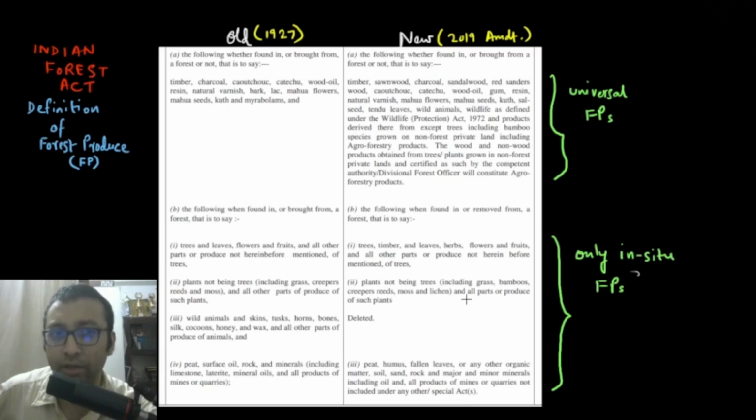The focus of the Wildlife Protection Act I have seen is more on animals, although it is mentioning that it's for flora and fauna, but it is more on animals. And so that is important. Earlier these things were mentioned in only in-situ FPs, and outside the forest area it was under the purview of the wildlife department. But now the entire thing is universal FP, so it is both under the influence of wildlife as well as the forest department only if that animal or plant is in its natural habitat.